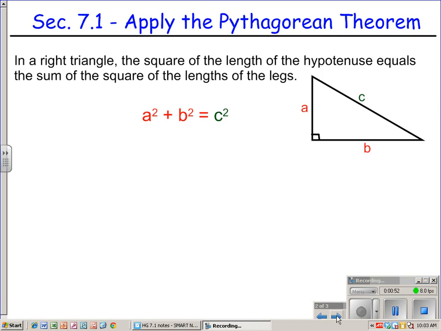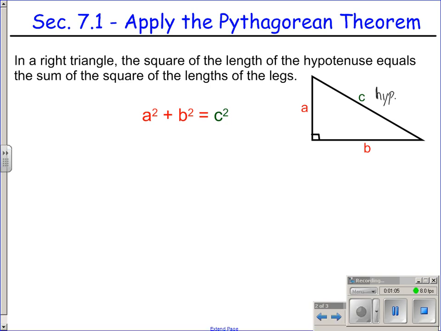A squared plus b squared equals c squared. You've got to have a right triangle. Pythagorean theorem only works, this equation only works when it's a right triangle. Side c is the hypotenuse. a and b are the legs. So it's a leg squared plus leg squared equals hypotenuse squared. Okay, that's Pythagorean theorem. Got to have a right triangle.